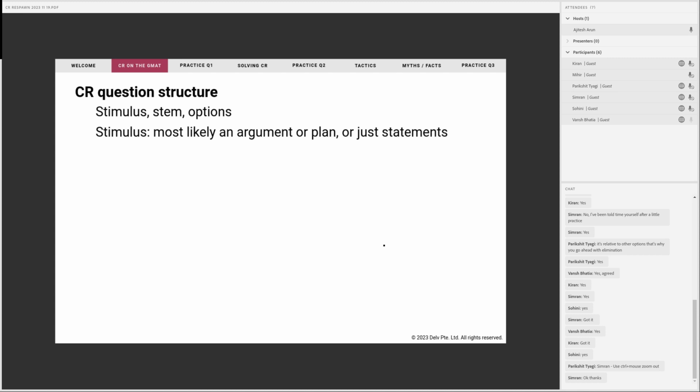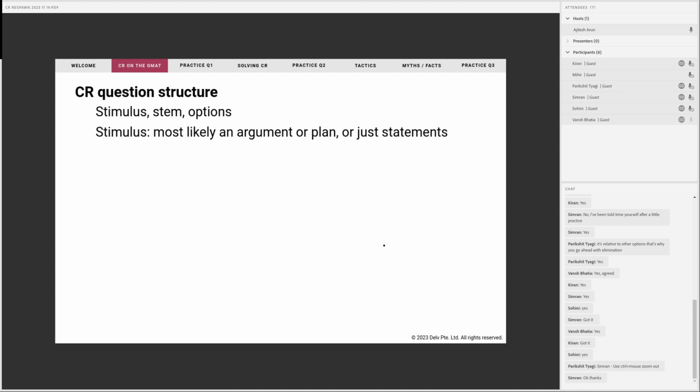This is fundamental knowledge. We'll need to spend time on this. But for now, let's just say that most of our critical reasoning questions are going to have arguments or a plan. A plan is like, somebody has a particular desired outcome in mind, and they have a way of getting there, and they'll just put that plan up for you.